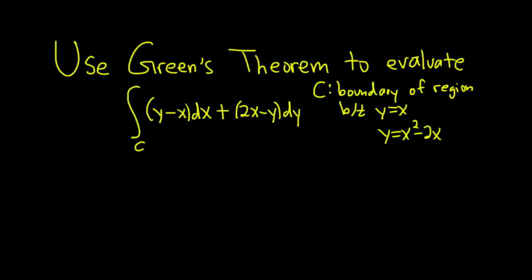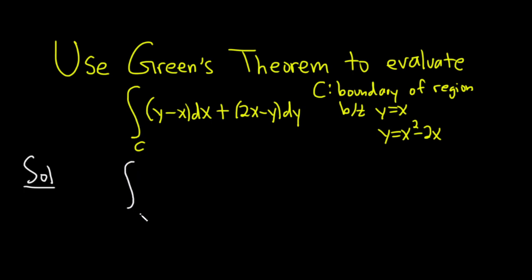Hi, in this problem we're going to use Green's theorem to evaluate this integral. So here C is the boundary of the region between the lines y equals x and y equals x squared minus 2x. Let's go ahead and work through this solution. I'm going to start by writing down the formula.